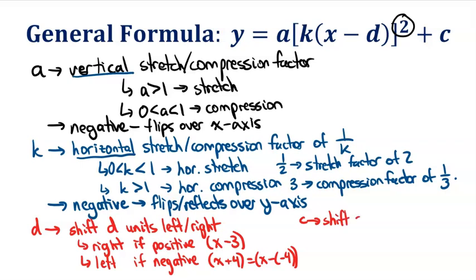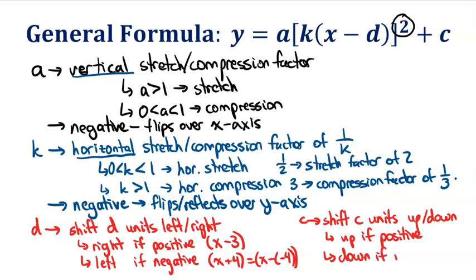The c value is a shift c units up or down. And this is fairly intuitive, just as we would expect. If the c value is positive, it's going to shift it up. If the c value is negative, it's going to shift it down. So if we look at the a, k, d, and c values, a and c are probably fairly intuitive to you, but k and d seem a little opposite to what you would expect. We're going to dig into that as we look at some examples and the why behind that.